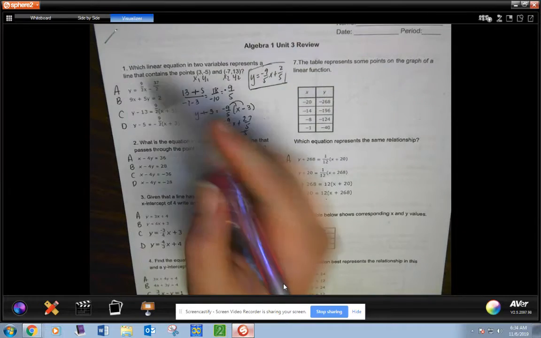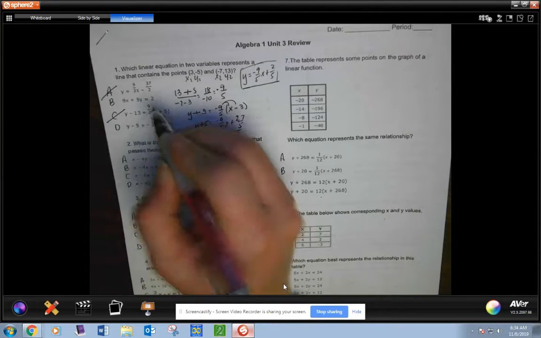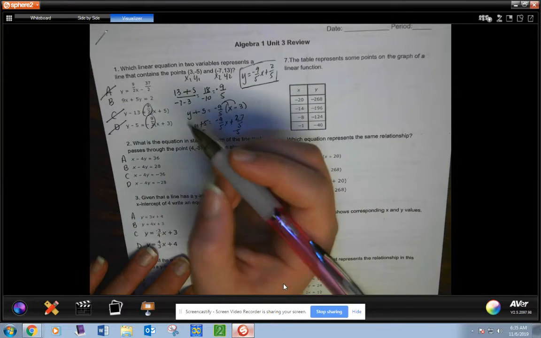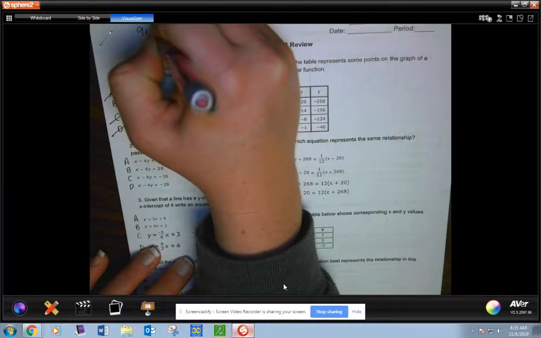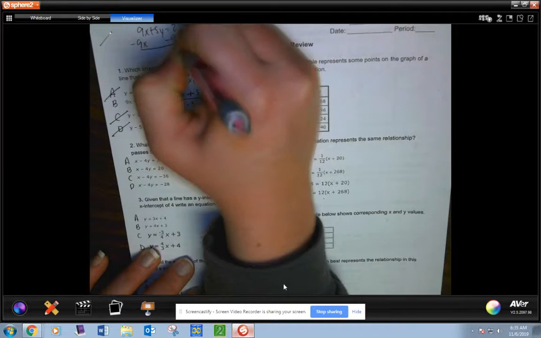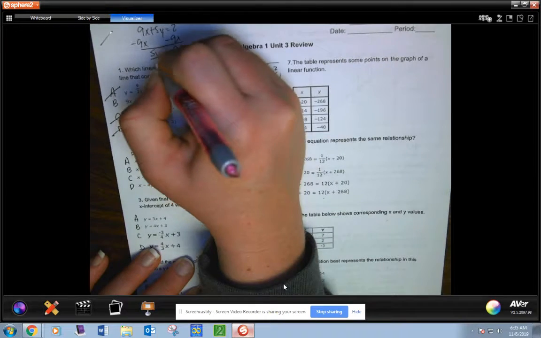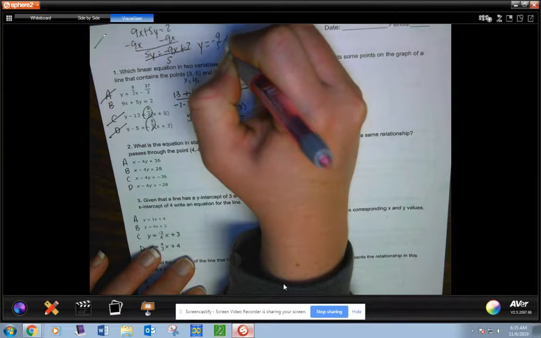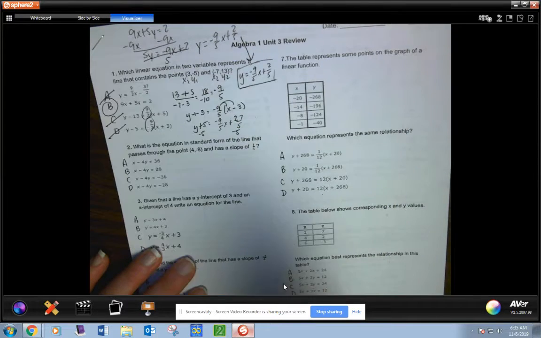Okay, I already know that A doesn't work. I already know C doesn't work because the slope is 9 over 2. So is D. So I'm just going to check B. 9x plus 5y equals 2. I'm going to subtract 9x. That gives me 5y equals -9x plus 2. And then I'm going to divide by 5, which gives me y equals -9/5 x plus 2/5, which does match. So B is my answer.